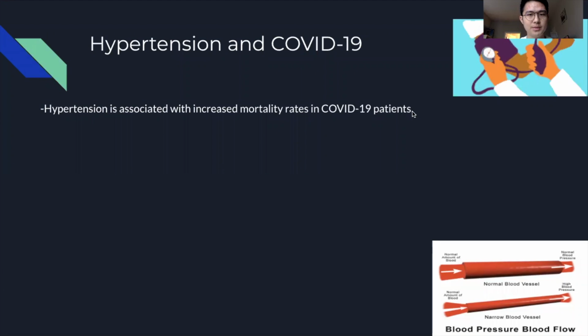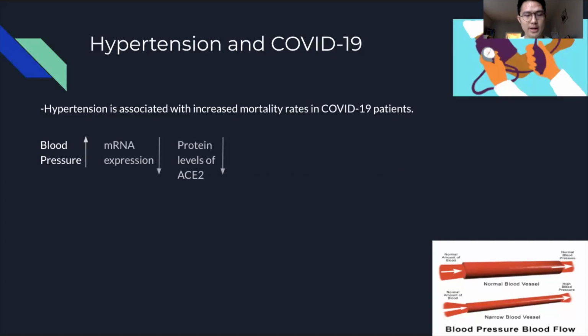So here's one example of the comorbid conditions that many people may have and how it is related to COVID-19. Hypertension is associated with increased mortality rates in COVID-19 patients. And why is that? Let me explain it to you. Several animal studies carried out on diet-induced hypertension rat models have established a link between increased blood pressure and reduced mRNA expression and protein level of ACE2. Data show that low levels of ACE2 can lead to elevated levels of angiotensin 2 and consequently hypertension.